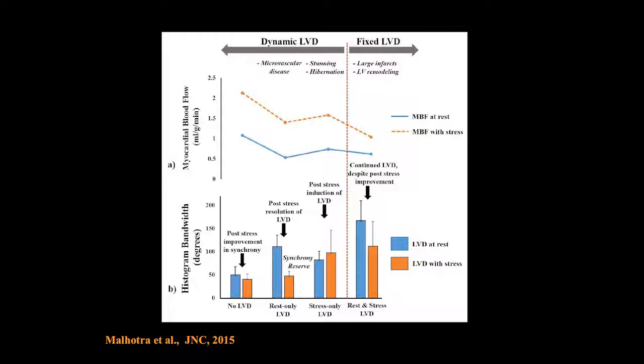This is true for PET as well. This is data from PET, from one of the editorials that I wrote on the relationship between dysynchrony and myocardial blood flow. This was rubidium PET data showing that patients in whom there was improvement in post-stress left ventricular synchrony had excellent myocardial blood flow at rest and stress. Patients who had severe infarctions, with large infarcts and left ventricular remodeling, had really no improvement in dysynchrony, and they continued to remain dysynchronous with stress.